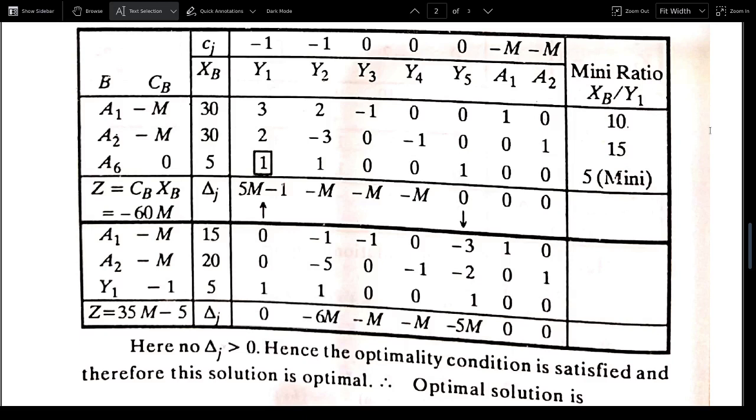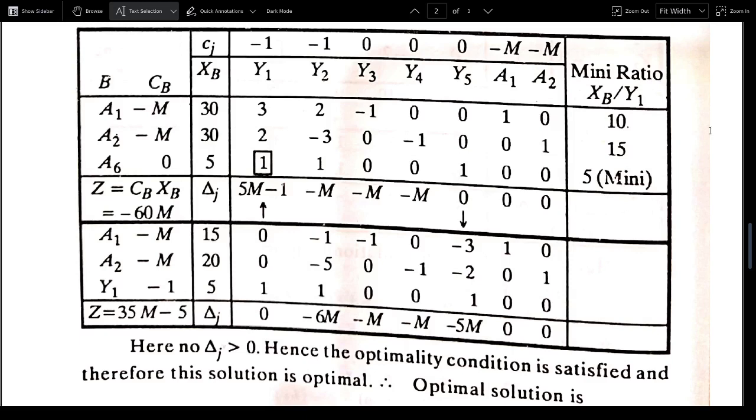So then in the second table, what happened? A1 remains the same, A2 and Y1. The Y1 coefficient is minus 1. Then same as earlier, the new element equals the old element minus the intersection of key row and key column, divided by the pivot element. Our pivot element is what? 1.